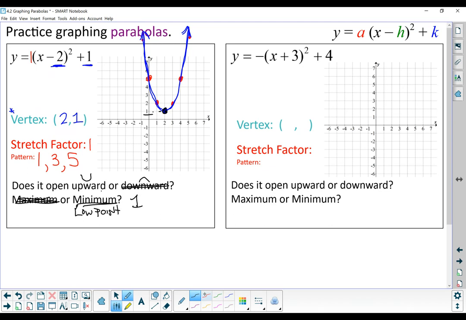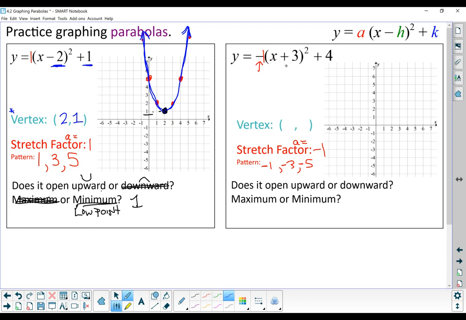So let's graph another one. Something that's different about this one is that we have a different stretch factor. We see a negative in front of it, and that's like a -1 for the stretch factor. Now on your homework, I think it just asks for it as an A. That stretch factor is -1. So instead of a pattern of 1, 3, 5, this is going to take that pattern and multiply it by -1. So it becomes -1, -3, -5.